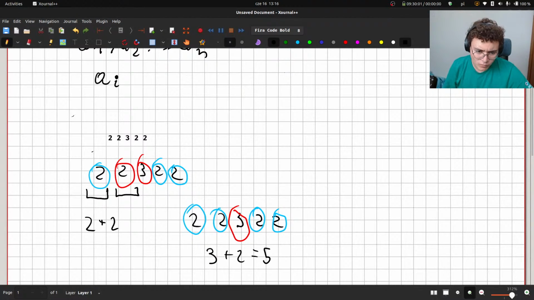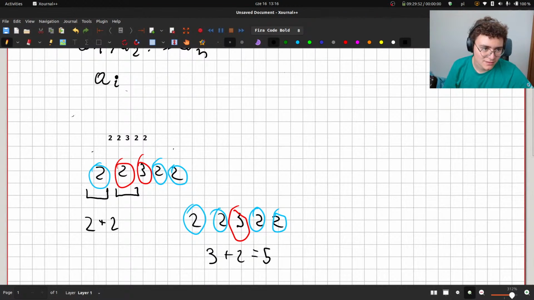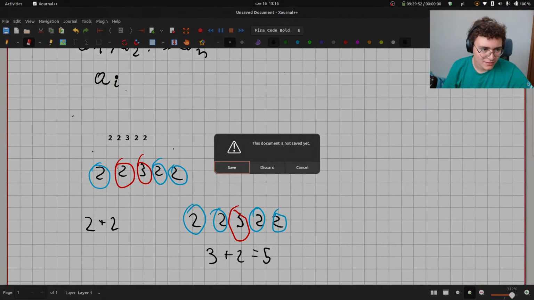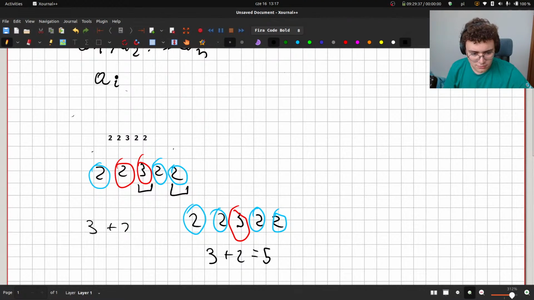Right? So the observation is... Oh no, we are not taking the first element. We are taking the last element. I'm sorry, that's pretty stupid of me. But the solution is almost the same. We are taking the last element of both groups. So here it would be 3 plus 2. But here also it would be 3 plus 2.